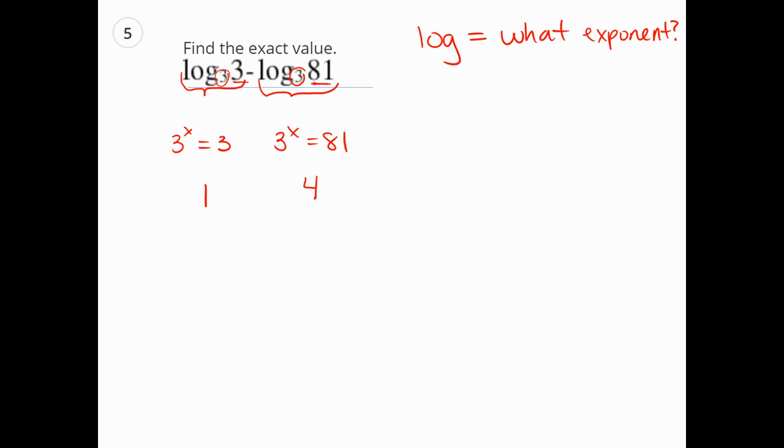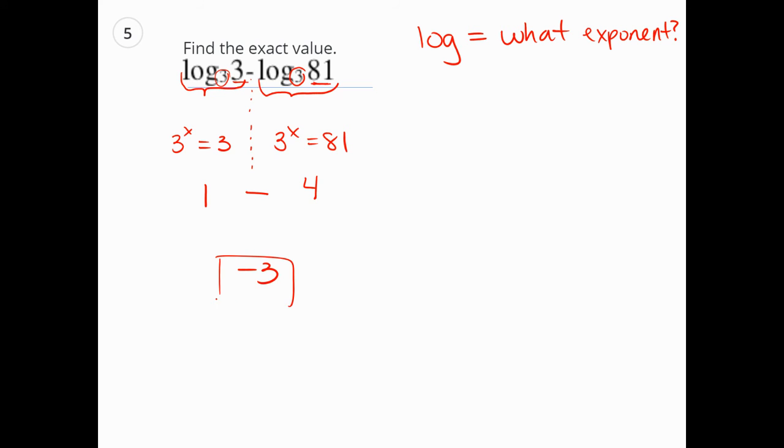If I take these 2 log expressions, I can simplify the whole expression to 1 minus 4. I just brought the minus sign down. So log base 3 of 3 turns into 1, and log base 3 of 81 turns into 4. Then I just do a very simple problem: 1 minus 4 is negative 3.